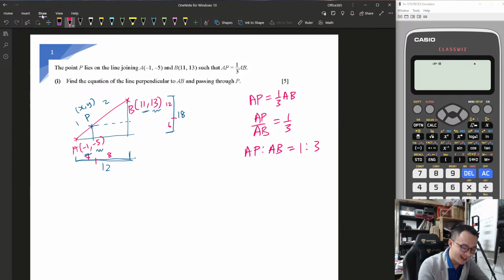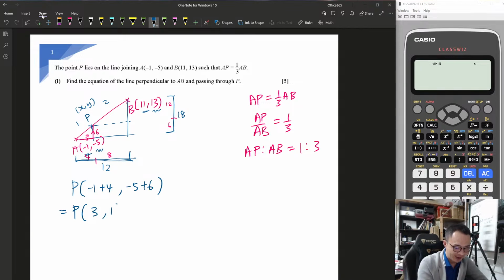From point A, I move 4 units across, and then I go up 6 units. So I get my point P like that. It's something like (-1 + 4, -5 + 6). Therefore, my coordinate P should be (3, 1). This method splits the figure into two triangles and then I do some comparing. Eventually I get the coordinate P.